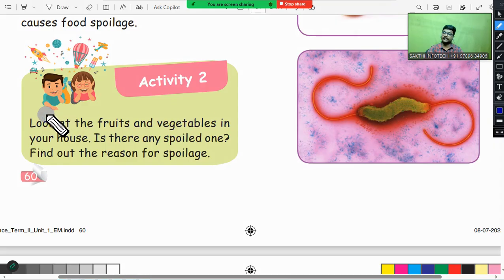Activity 2. Look at the fruits and vegetables in your house. Is there any spoiled one? Find out the reason for spoilage.